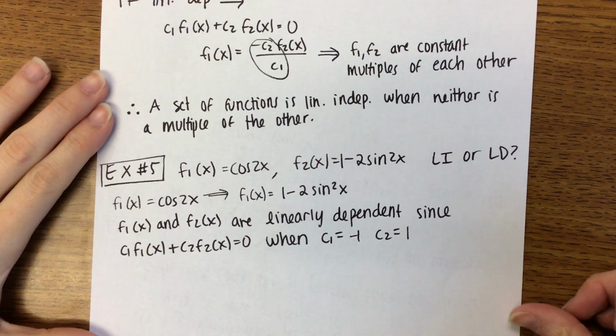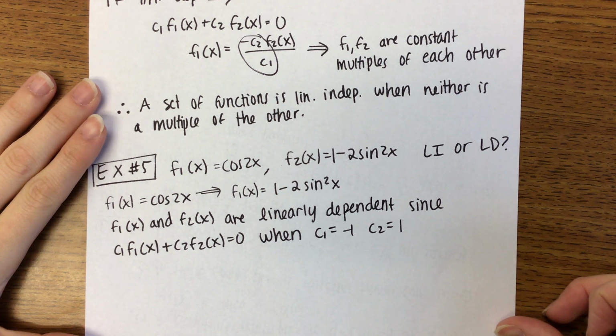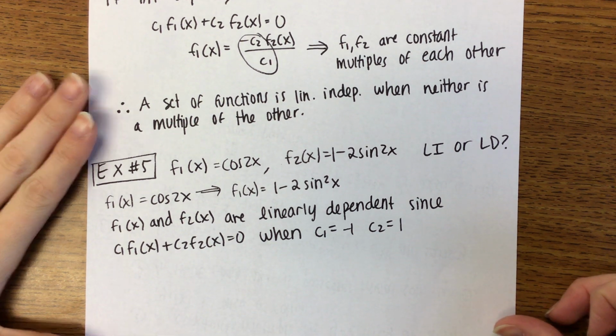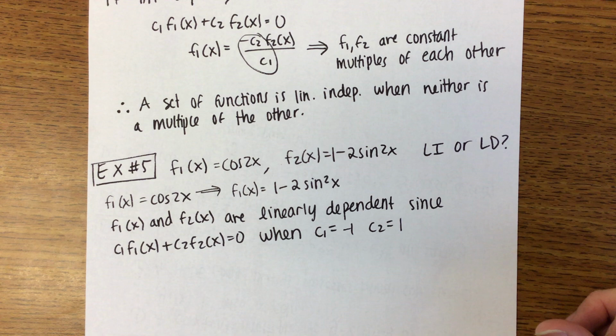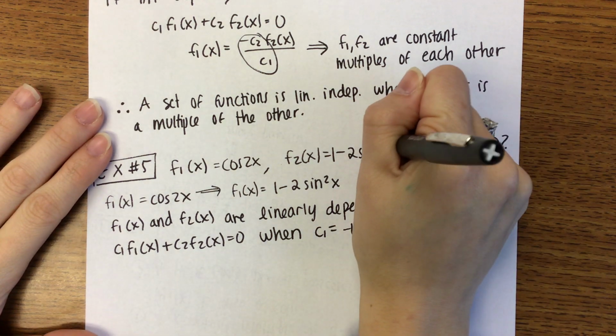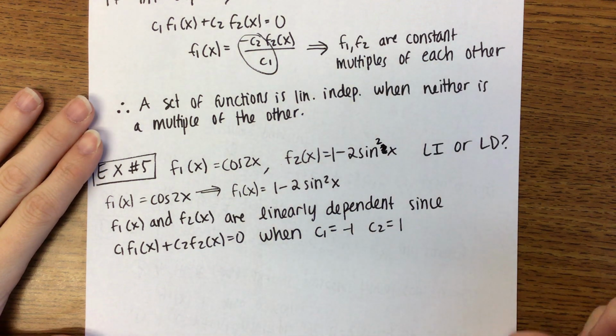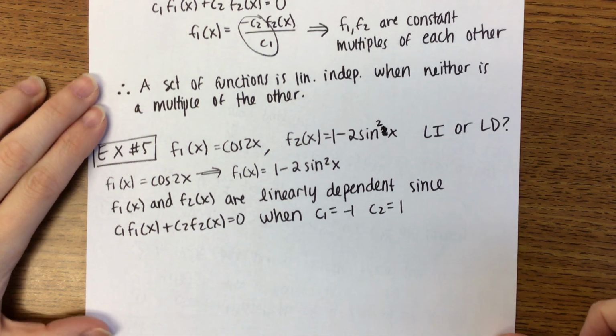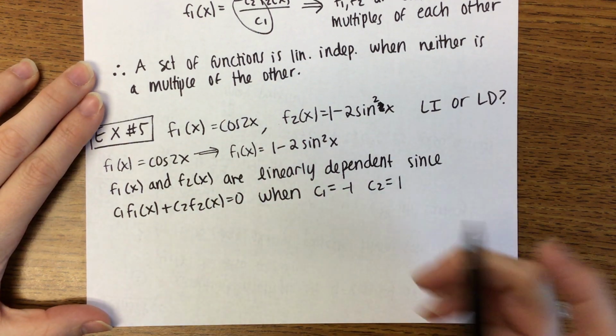Okay. We with me so far? Instead of f2 of x, 1 minus 2 sine squared x? Yes, oh, yeah, that's an exponent. Sorry if my handwriting is messy.